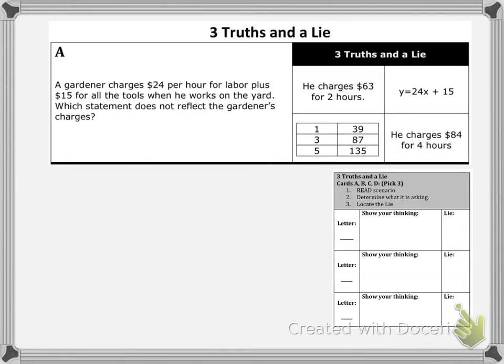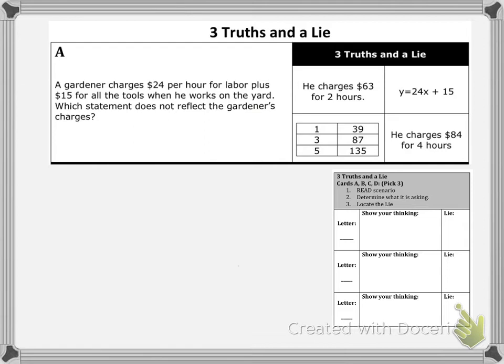So the first problem, the way that this works, let's zoom into this right here. It says 3 truths and a lie. So this one's telling you that there are 3 truths and a lie, and you're picking the odd one out. It says cards A, B, C, and D. You're going to pick 3 of the 4 and read the scenario, determine what it's asking, and locate the lie. So here is A right here.